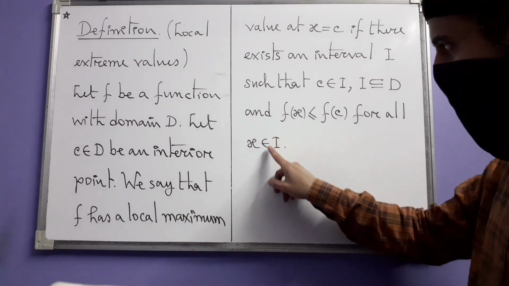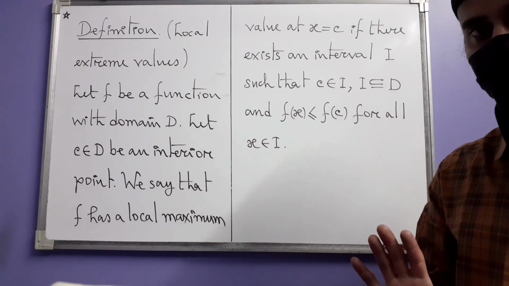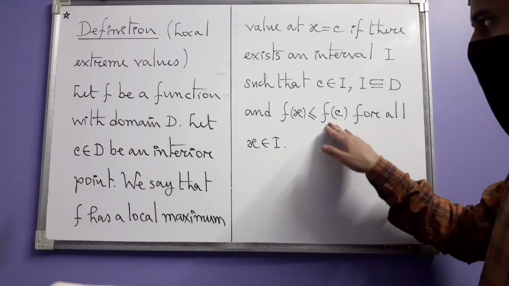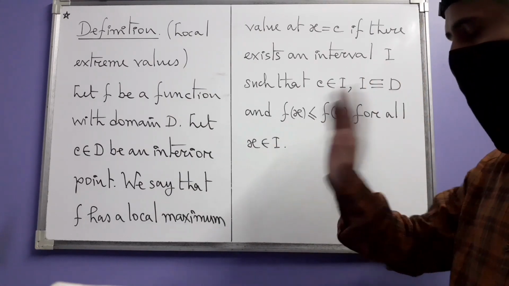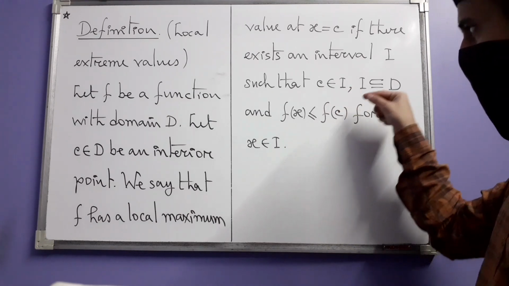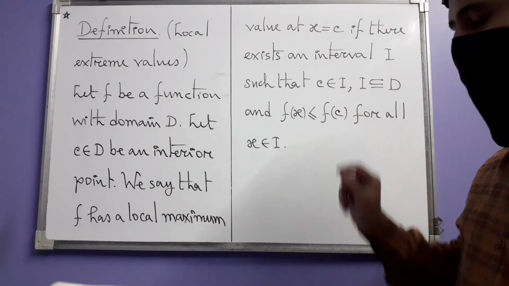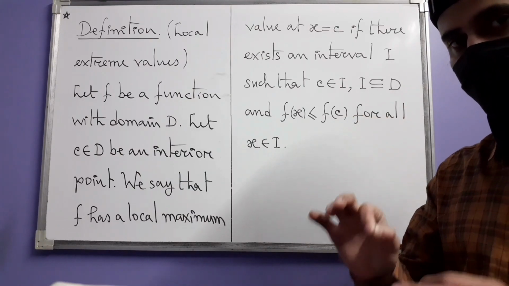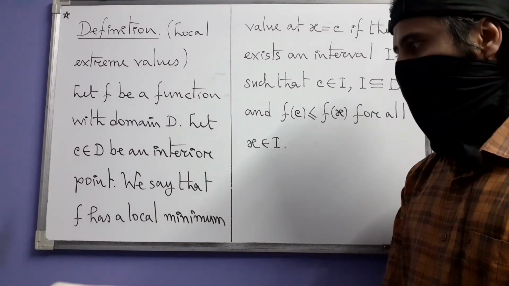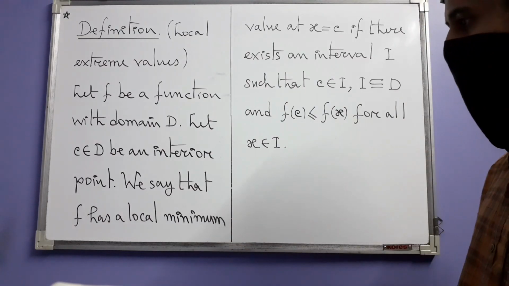Within this small region I, f of C is the maximum, but you may have larger values of the function outside of this region. If such a region exists in which this happens, then we say that f attains a local maximum at that point C. And we can modify this definition for local minimum as well.